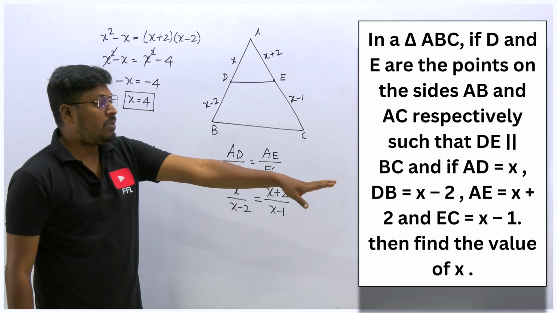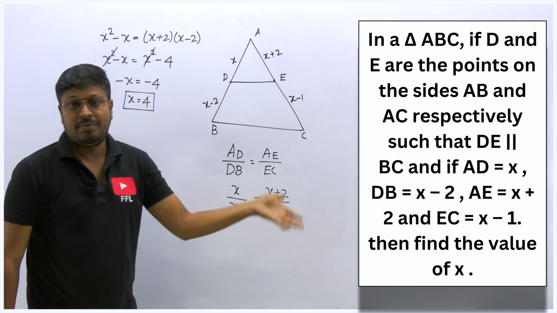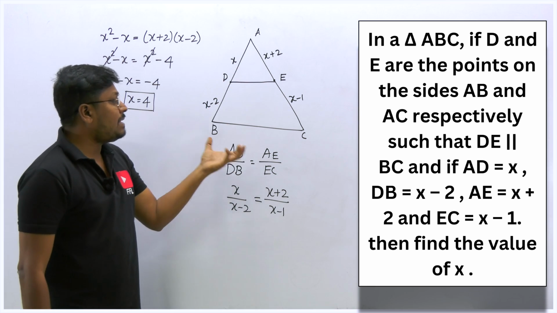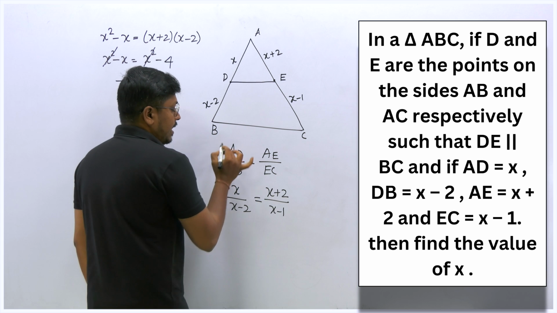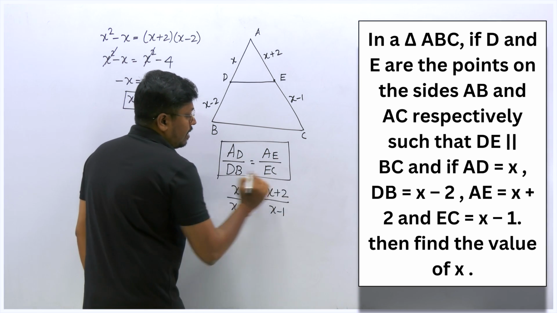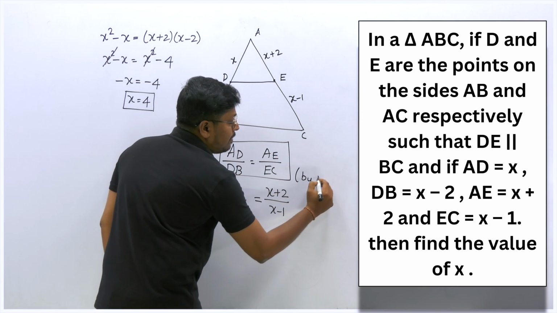Now, according to the question, our target is to find only the value of X. So we just apply the BPT theorem, and in your books, at this point, after mentioning this, at a corner they will write like this: by BPT theorem.